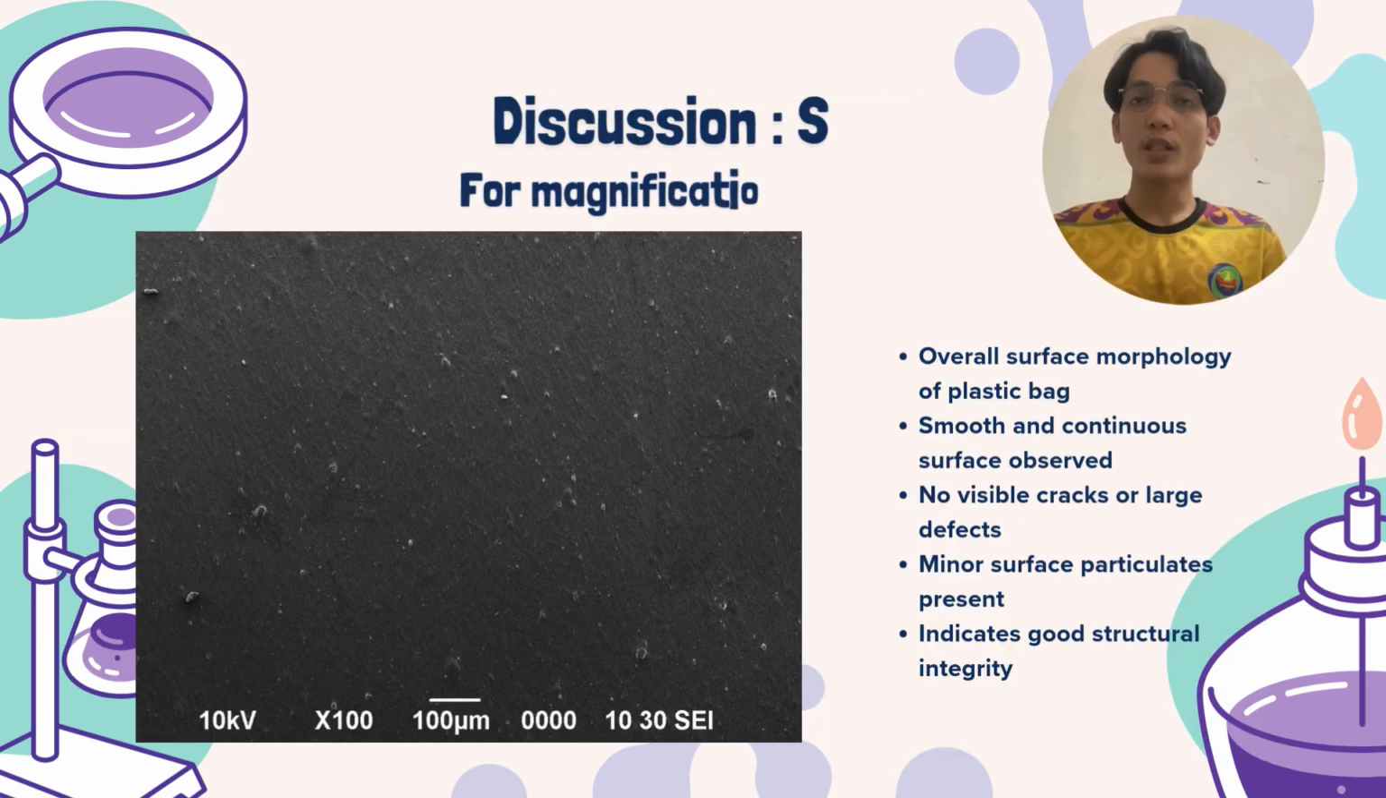So now we go to the discussion of the SEM analysis. This slide shows the SEM image of the plastic bag at a magnification of 100, which provides an overall view of the surface morphology. The surface appears smooth and continuous with no visible cracks, tears, or major defects. This suggests that the plastic bag maintains good structural integrity despite regular use in market environments. Some small bright particulates can be observed on the surface, which may be due to surface contamination or additives in the plastic. Overall, at this magnification, there is no evidence of severe degradation.